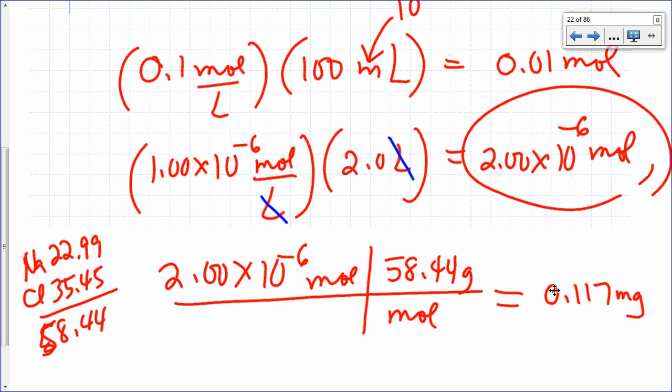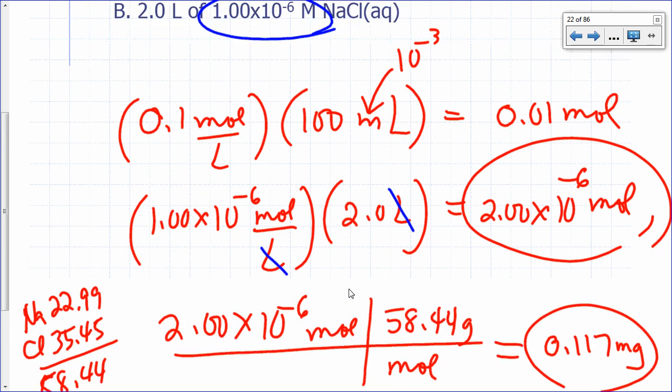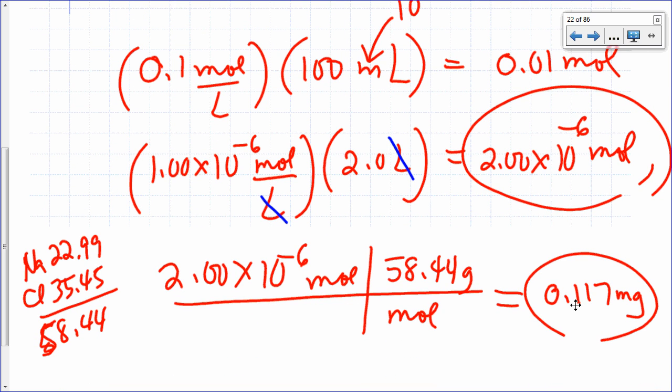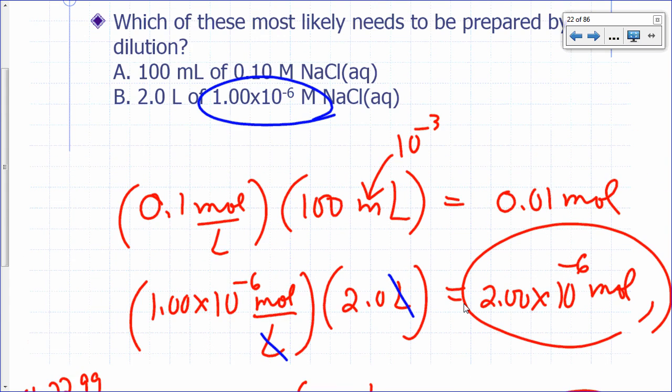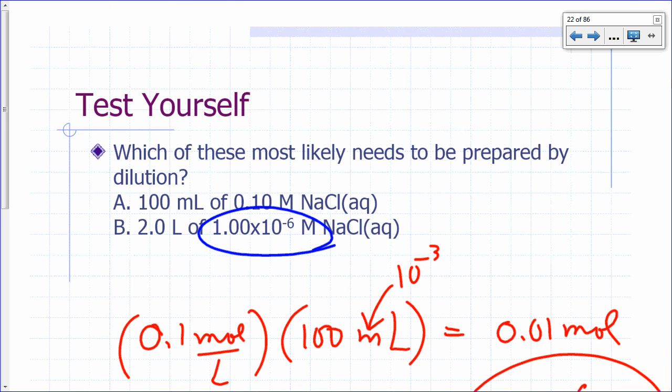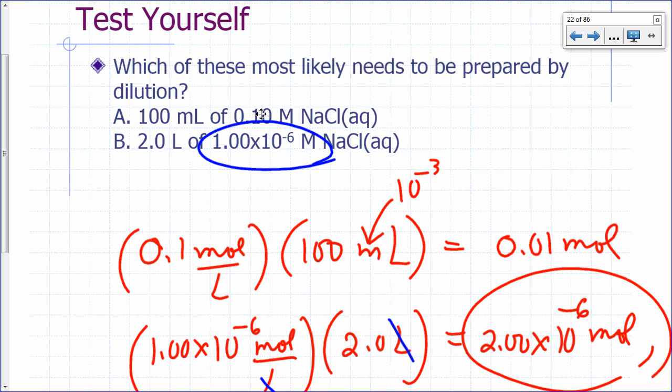Okay, that is very hard to measure. The most sensitive balance in the typical instructional lab, an analytical balance, would be sensitive to 1/10 of a milligram. Okay, so that's below the sensitivity. That's right around the sensitivity of your analytical balance. So what you would do is you need to make some. So the answer to this question then is this one right here, B. You're going to have to do dilution.